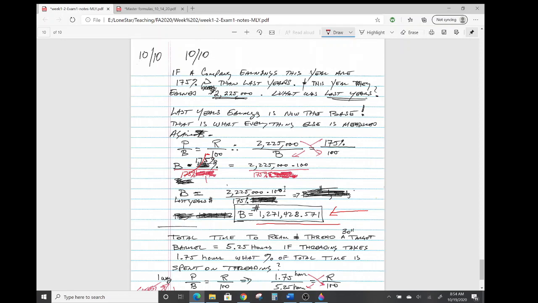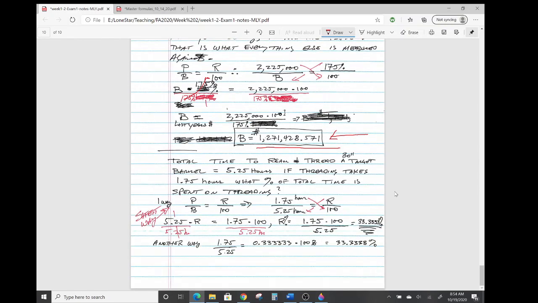All right, let's see what else we got. It should be page 10 of 10. This is the last time. Okay. Here's a production problem using the relationship of P, B and R in 10, and a rate in over 100. Total time to ream and thread a 30-inch target barrel is 5.25 hours. That's total time. If threading takes 1.75 hours, what percent of the total time is spent on threading?